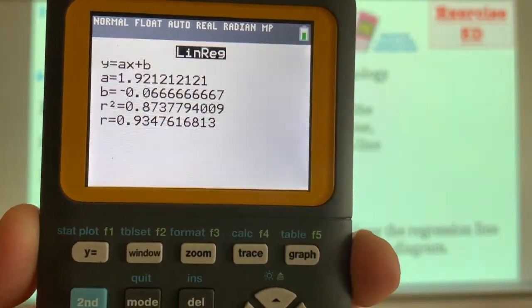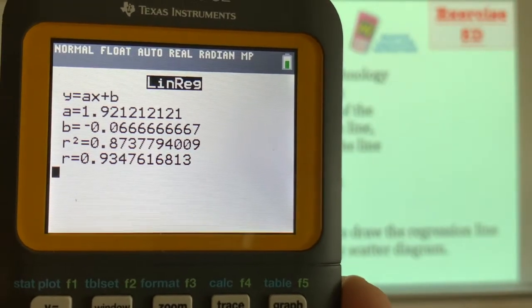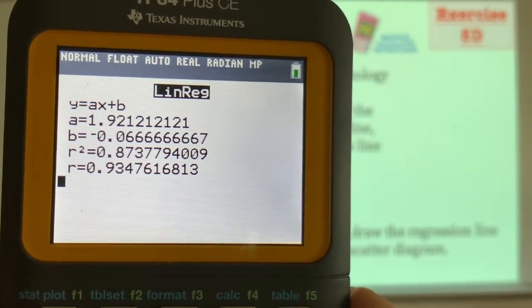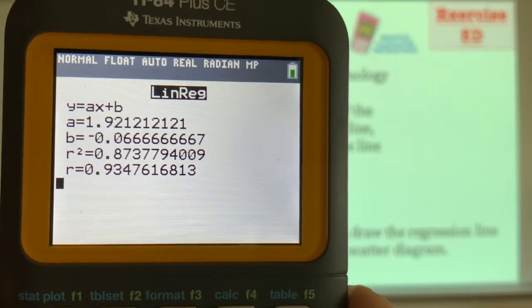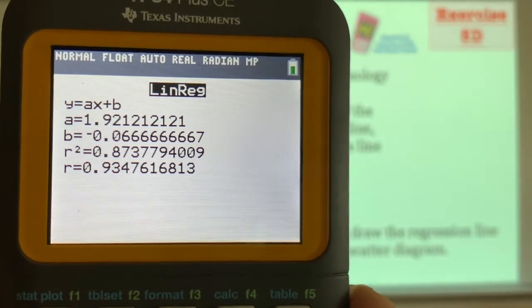And boom, there we go. I got a regression line of 0.93, the R regression coefficient, 0.94, about 0.93. That's a very strong one. Okay, A is 1.92, B is negative 0.666667. You're gonna round to 2 decimal places.